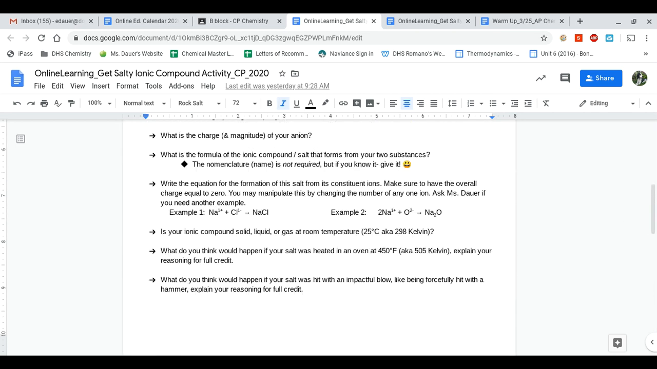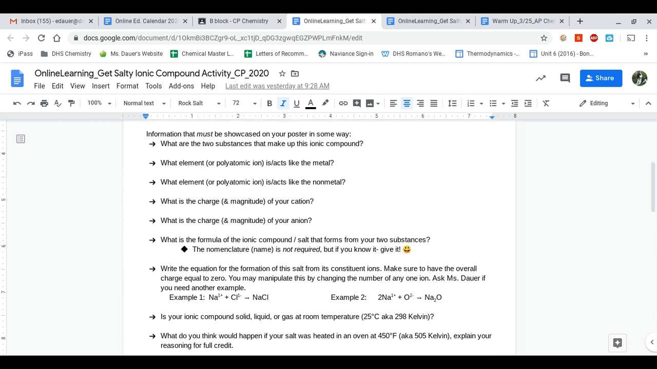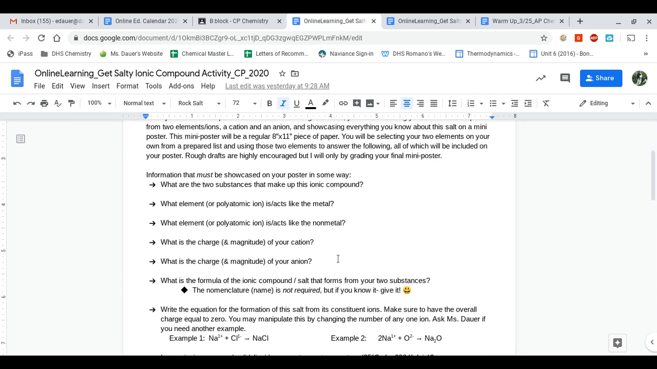So again, let's take a quick look and then I'll wrap this up. As far as the points that are going to be on your poster, I don't mind how they get on your poster. If you want to do a bulleted list, you can. A lot of people like to put them in creative places.